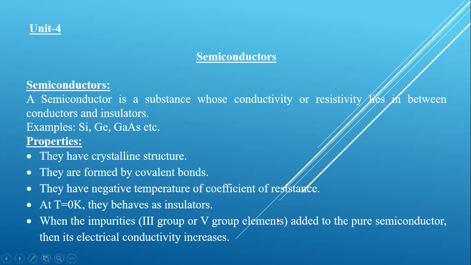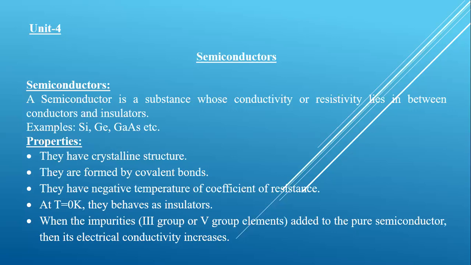The next one, they are formed by covalent bonds. You know the chemical bonds, that is ionic bond and covalent bond. But a covalent bond is the sharing of electrons. So in the case of silicon and germanium, whatever the semiconductors, they form covalent bonds. Next, third point, they have a negative temperature coefficient of resistance.